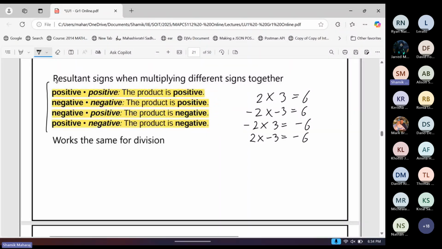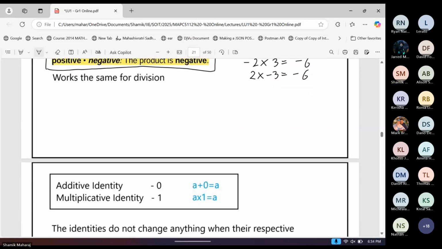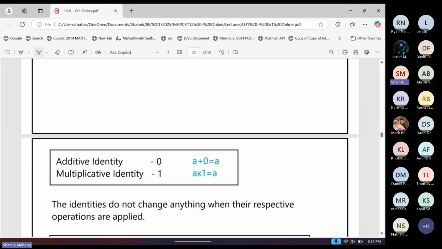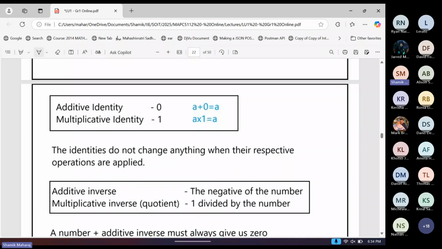So the rules are summarized here in this highlighted portion. Okay. All right, these are just examples. It doesn't have to be 2 and 3. It could be any two numbers. Okay, so that's that. And here's important words to know.